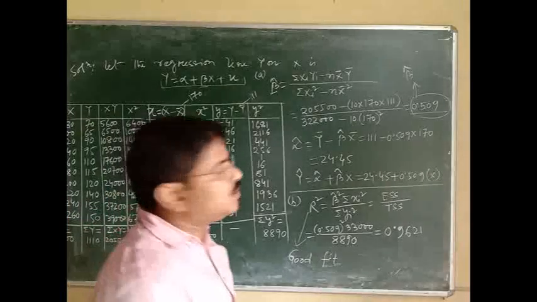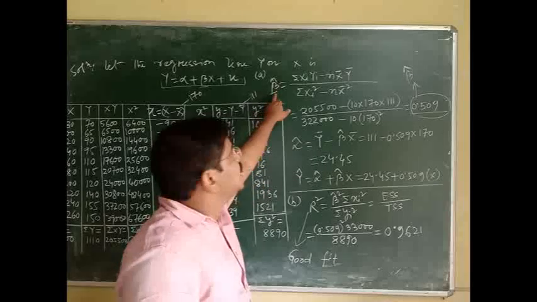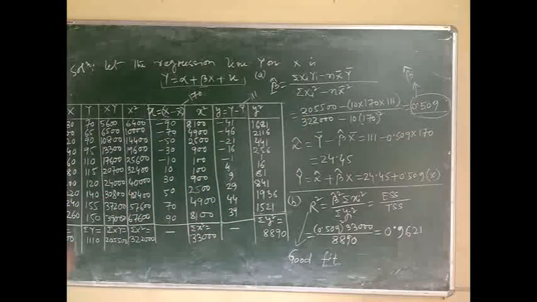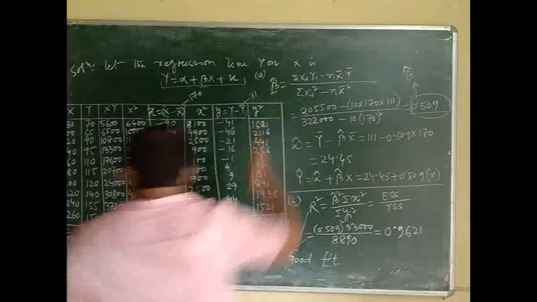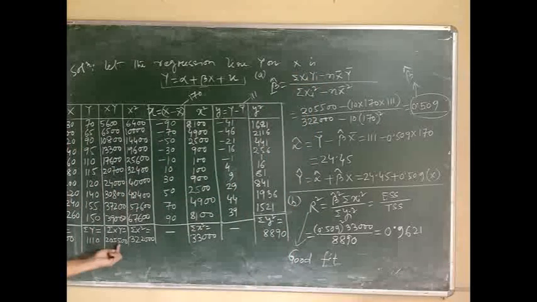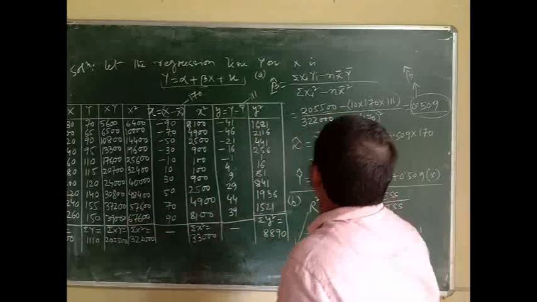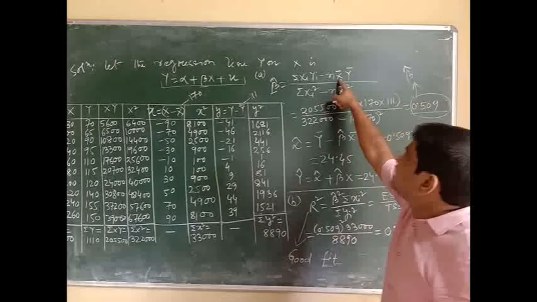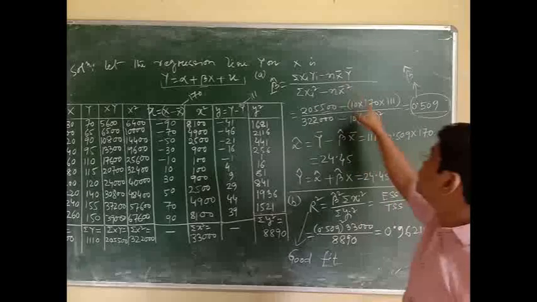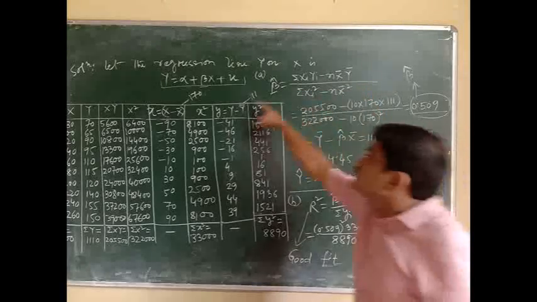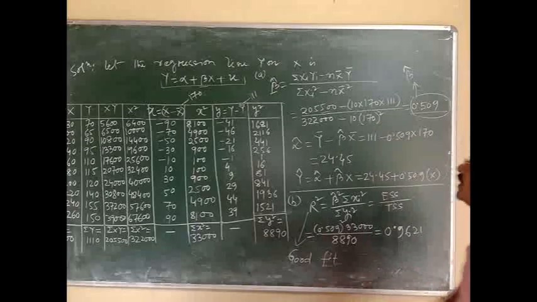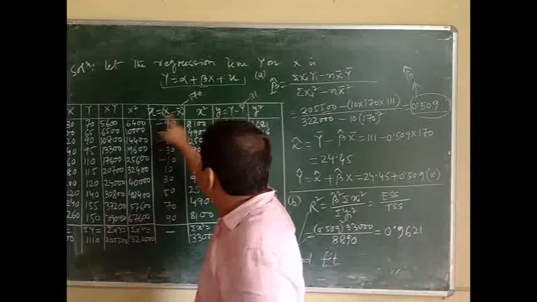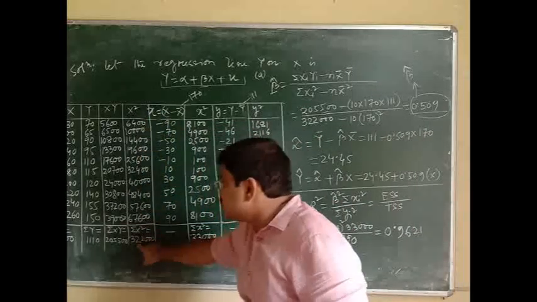From the OLS regression techniques, we know the beta hat formula: summation xi yi. If you put in the values of all these x and y's, then summation xi yi is 205500. Our n, the size of observation, is 10. Then x bar is 170, so it is multiplied by 170, and y bar is 111, so y bar is also multiplied. Now summation capital Xi squares is 322000.